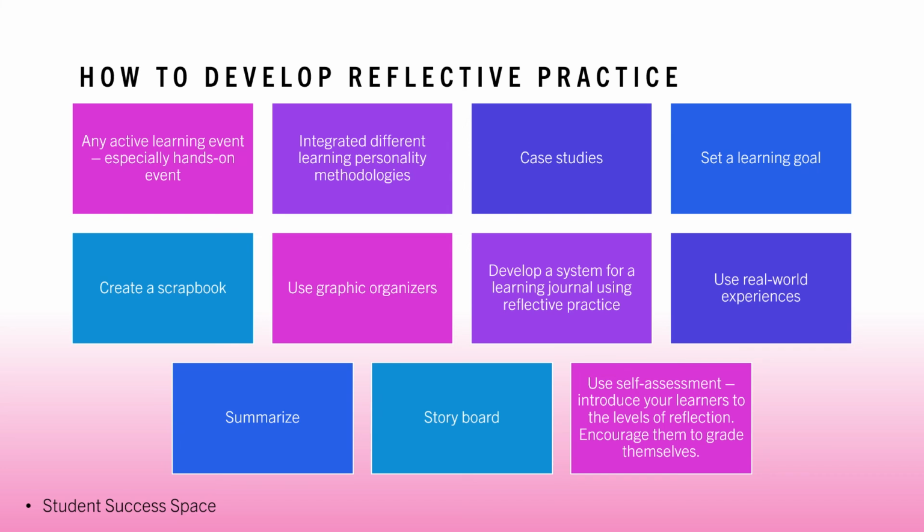There are a lot of wonderful theories out there, so go out and choose one that you feel best meets your needs. Use real-world experiences. Summarize. Try storyboarding. Also, use self-assessment. So be sure that you introduce learners to this level of reflection and encourage them to start grading themselves. Let them look at how they're doing. In this way, you are empowering people to really see what they need, which way they're going to be going, and what else needs to be done within that.